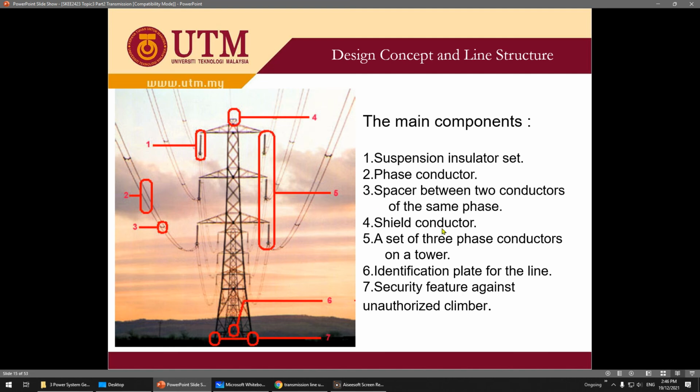Shield conductor, number 4, where is it? This one. If I'm not mistaken, this one is for thunder. If lightning strikes, it doesn't strike here, it will protect this. Then a set of 3 conductor wires on the tower, which I mentioned before, A, B, C. Number 6 is the plate for the line. The identification plate basically tells what the voltage is and everything, and of course the security against climbers again.